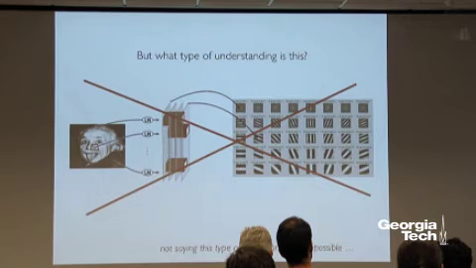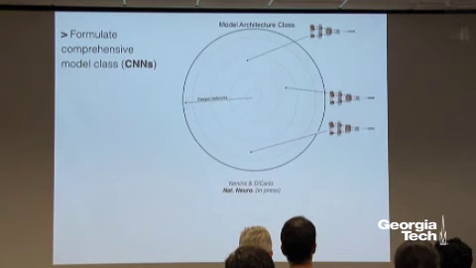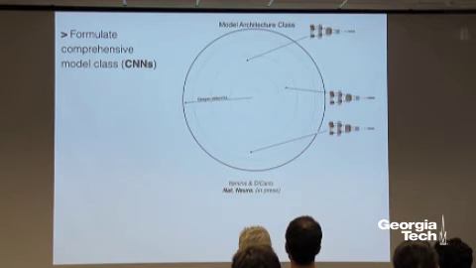So, I'm not saying that this type of understanding is impossible for higher visual areas. Maybe one day we will figure it out. But what I'm saying is that in the meantime, there is a sense in which there's something deeply principled going on here. Basically, what are the knobs when you build a network, right? You have to formulate a model class. In this case, it's the CNN class.